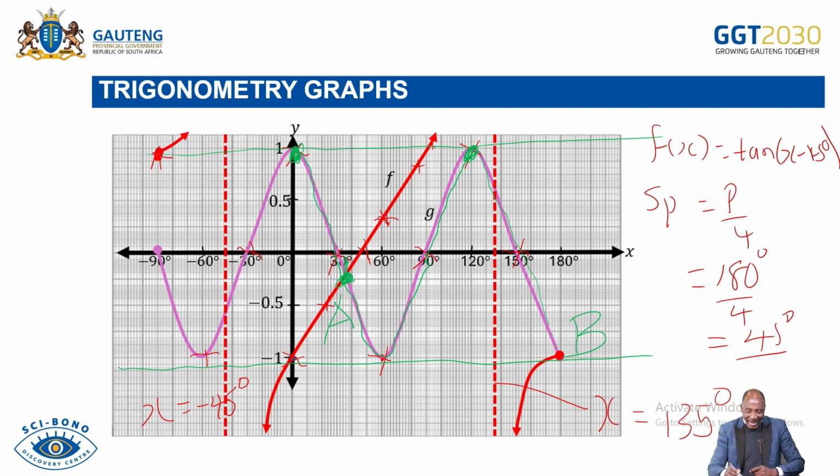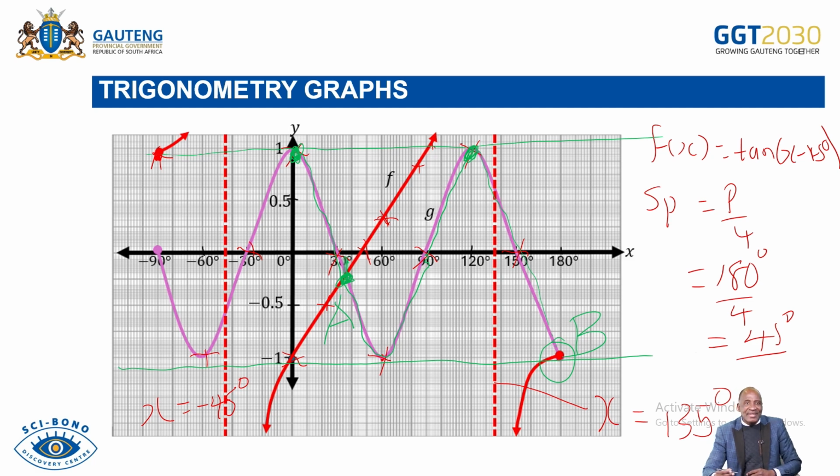Right, what I realize here is that at this point B, we have the red graph versus the purple graph. That is what we mean by a common point. That is a point of intersection. This is where the two graphs will meet and cross each other, same as at point A.